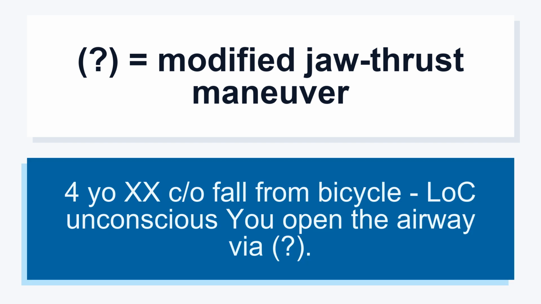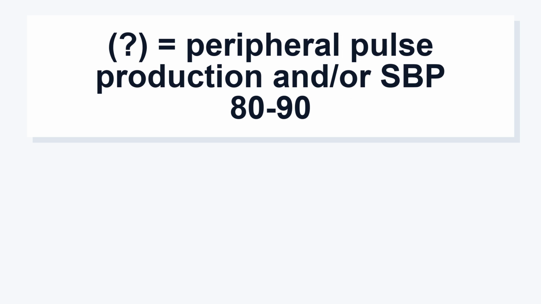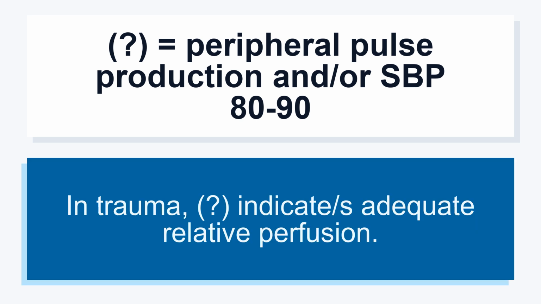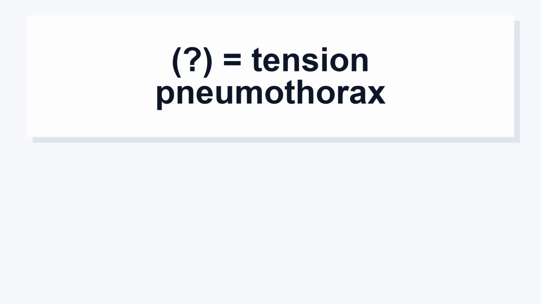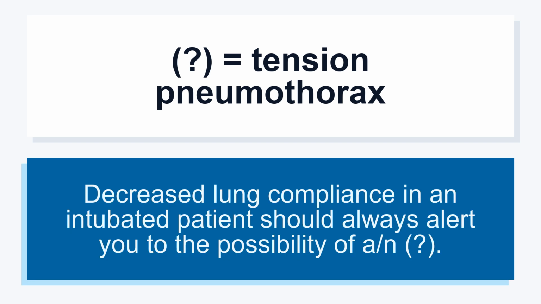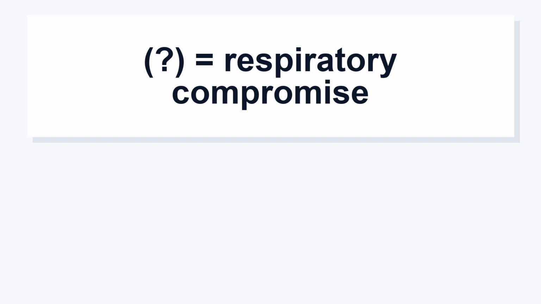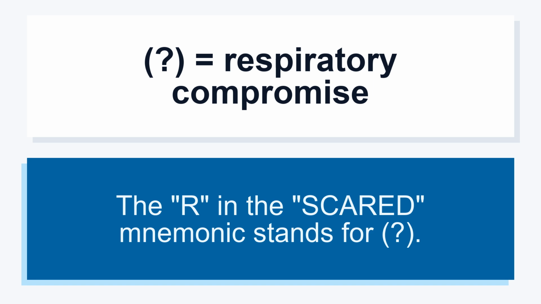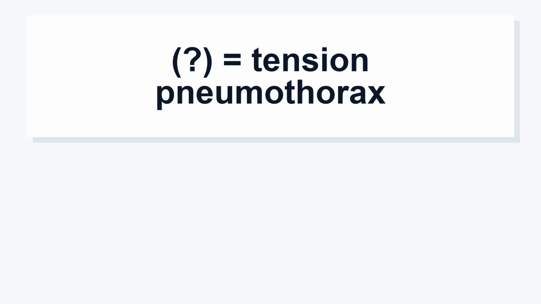For YOM/F C/O fall from bicycle, unconscious, you open the airway via, equals peripheral pulse production and/or SBP 80 to 90. In trauma, indicate adequate relative perfusion. Equals tension pneumothorax. Decreased lung compliance in an intubated patient should always alert you to the possibility of, equals respiratory compromise. The R in the SCARED mnemonic stands for, equals tension pneumothorax.